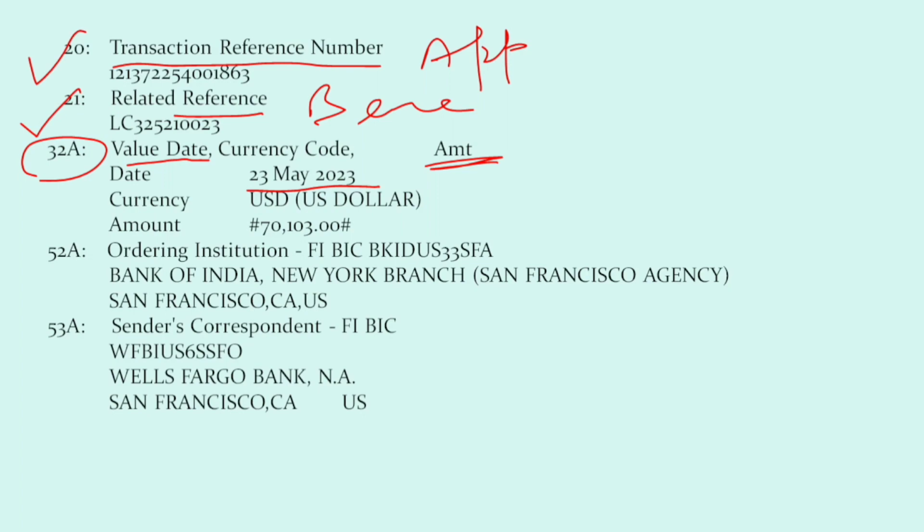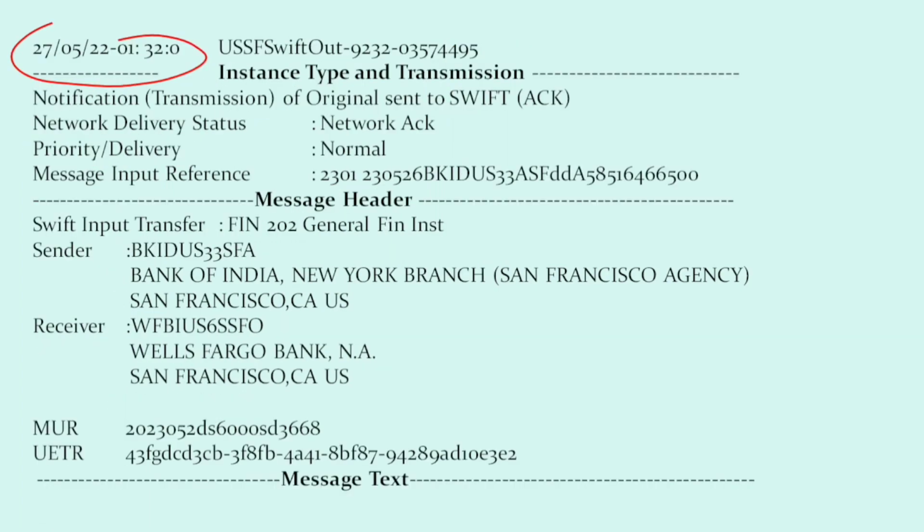The next field is 52A, which is the ordering institution, meaning the remitter bank. The remitter is maintaining an account with this bank, and this bank has initiated the MT202 message. The next field is 53A, which is the sender's correspondent bank. As per our example, it is A's correspondent bank. Now, if you go back, you will find that the sender bank has sent the message to this bank.